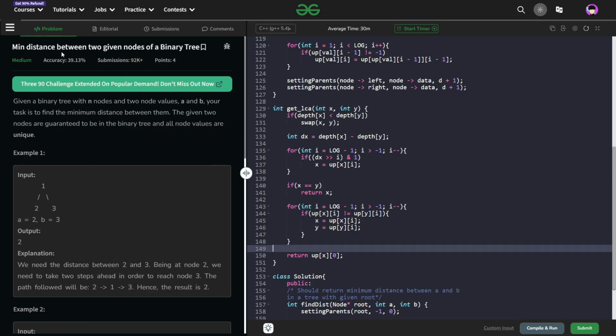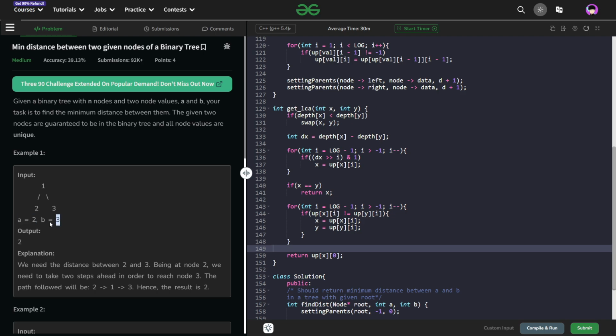So in this video, we're going to discuss the Geeks for Geeks problem of the day, and today's problem is minimum distance between two given nodes of a binary tree, right? And the problem is very straightforward. It says that we have been given two different nodes, and we have not actually been given the nodes, we are just given the node value, right?